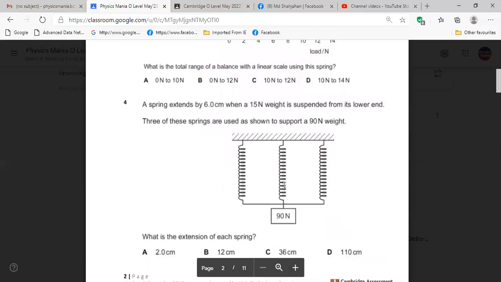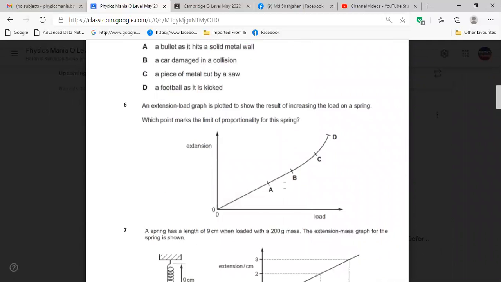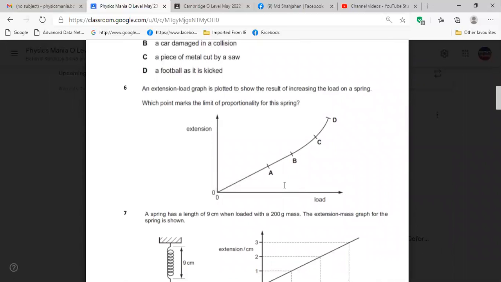Then 4 is also your homework, and 5 is your homework. Then 6. An extension load graph shows the result of increasing load on a spring. Which point marks the limit of proportionality for the spring? I think it's B, because at C it starts to get curved.